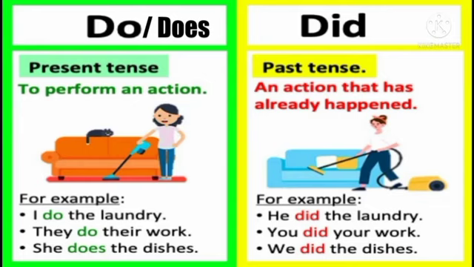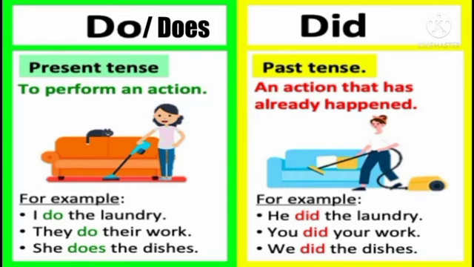While did is used in past tense, for an action that has already happened. For example, he did the laundry. You did your work. We did the dishes. So, do and does are used in present tense to tell about an action, while did is used in past tense to tell an action that has already happened. Okay. Do, does, did is clear to you now.